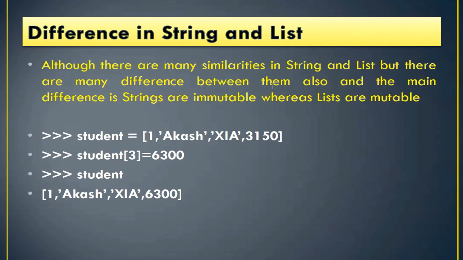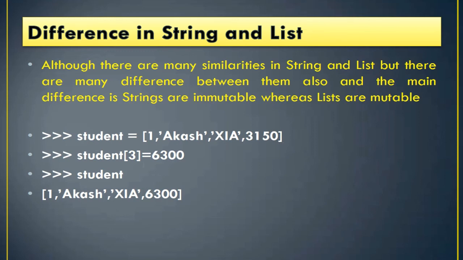Next, difference in string and list. Although there are many similarities in string and list, there are many differences between them also. And the main difference: strings are immutable whereas lists are mutable, meaning strings cannot be changed but a list we can change. Like student equal to 1, Akash, and all these things are there.